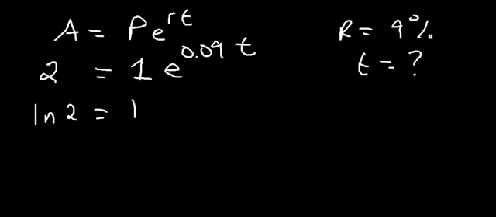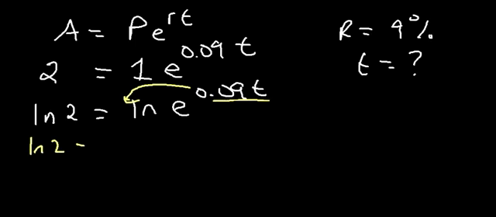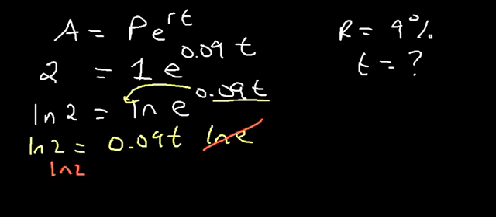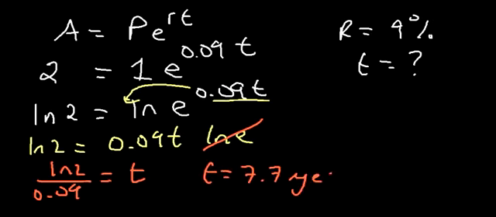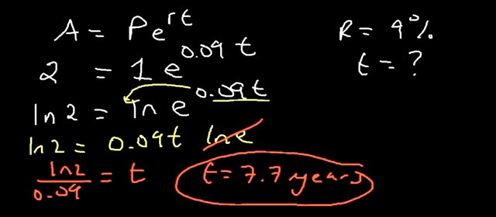So take the natural log of both sides. And then take this term, move it to the front. So we have this. ln e is 1, so that disappears. So all we've got to do is divide by 0.09. So ln 2 divided by 0.09, that's going to give us T. And you're going to get about 7.7 years. That's how long it's going to take your account to double if it's compounded continuously.